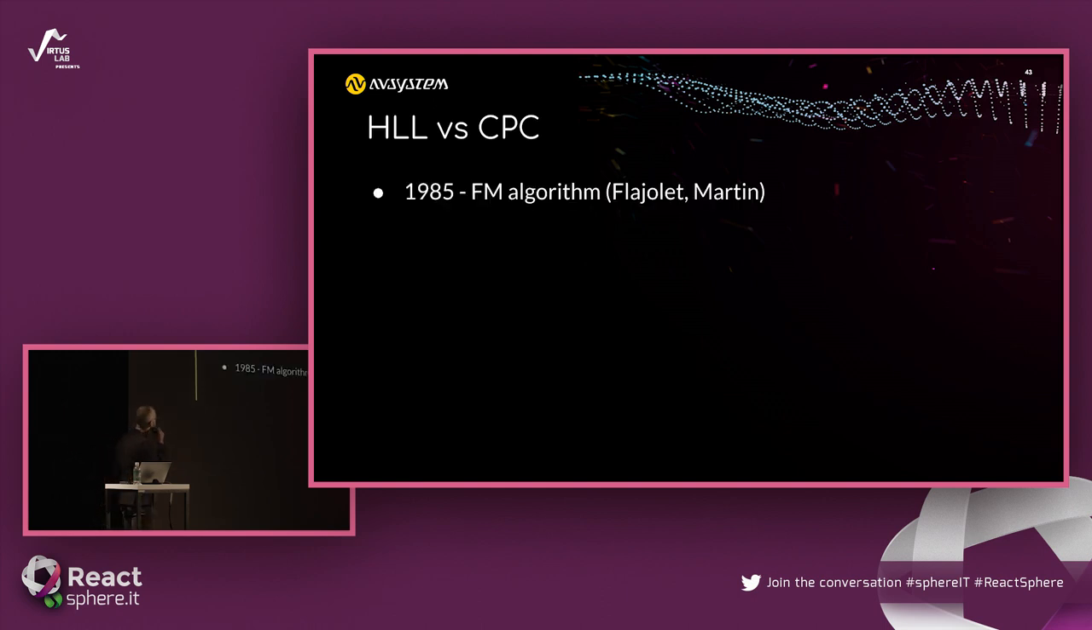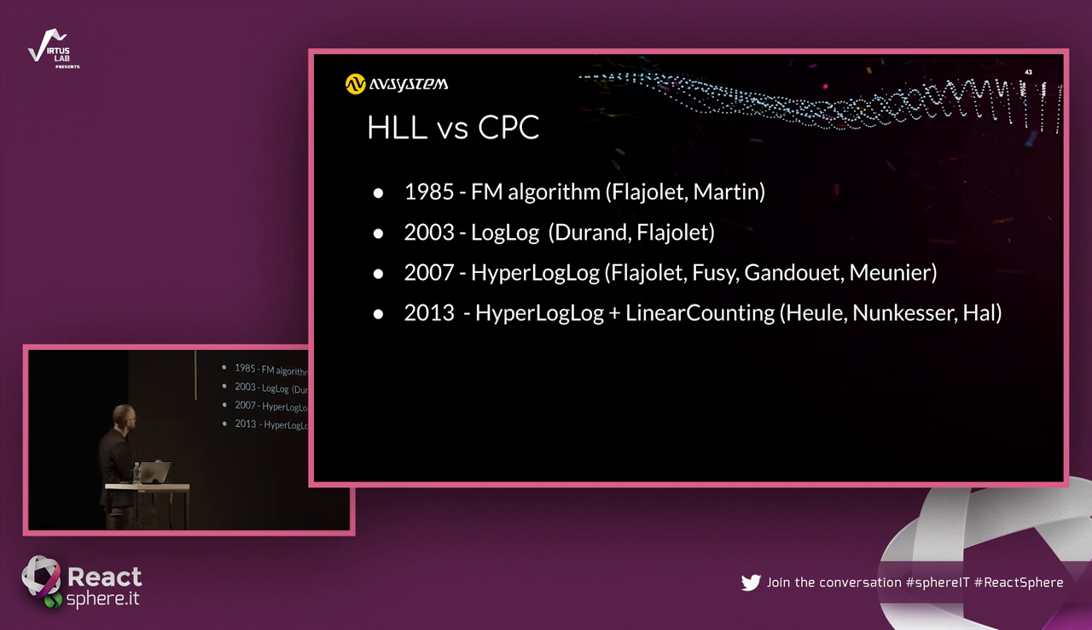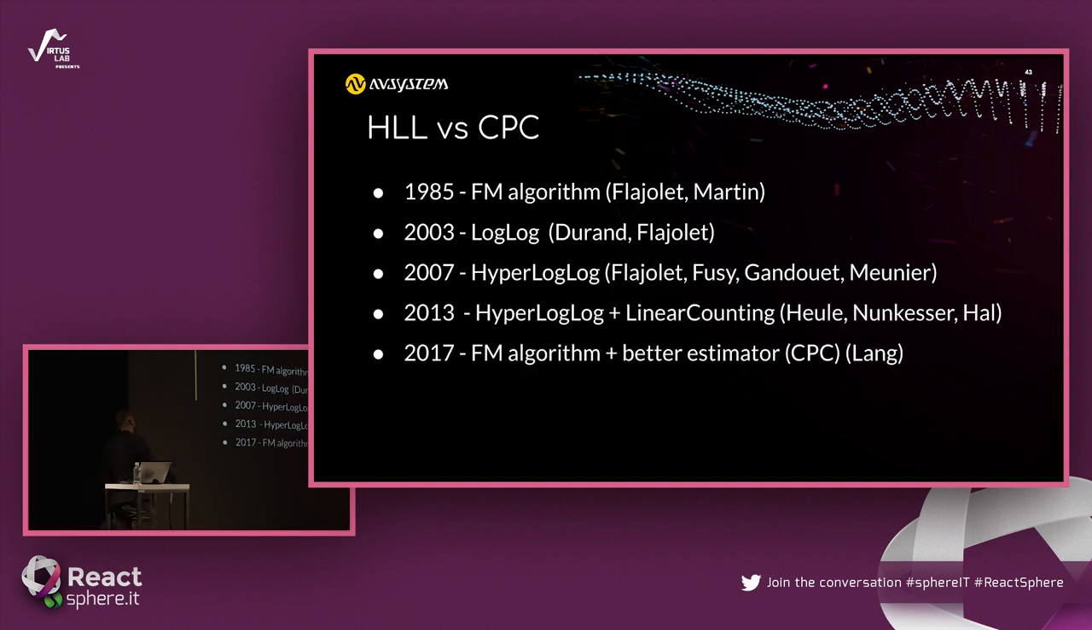I present a history of the evolution of this algorithm. In 1985, Flajolet and Martin invented the algorithm for distinct counting. In 2003, Durand and Flajolet invented LogLog, which beats the FM algorithm. In 2007, HyperLogLog was invented, which beats LogLog. In 2013, an even better HyperLogLog. And in 2017, back to the FM algorithm.